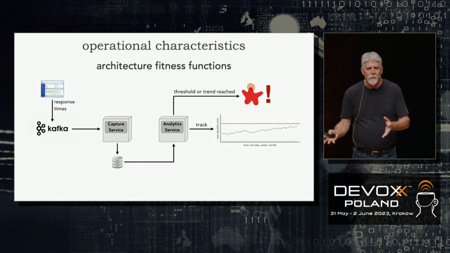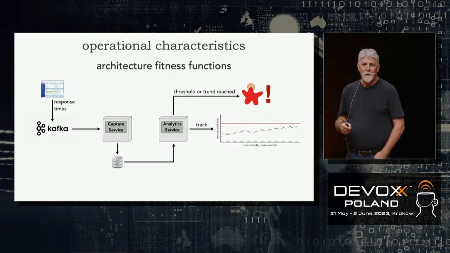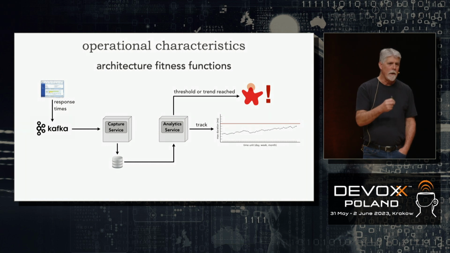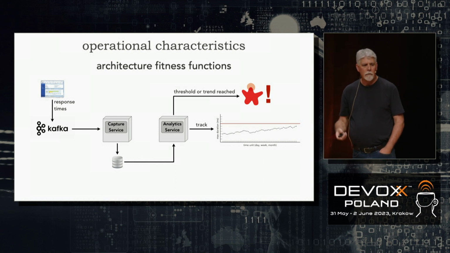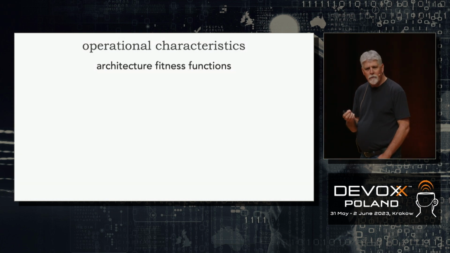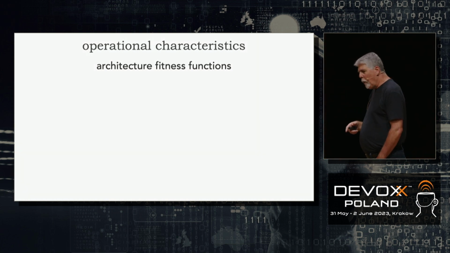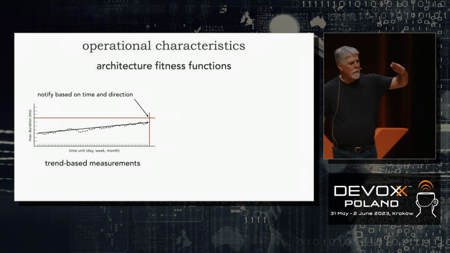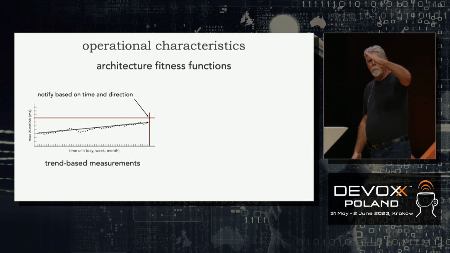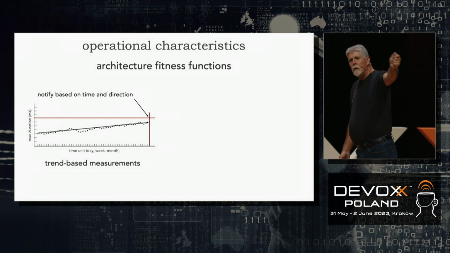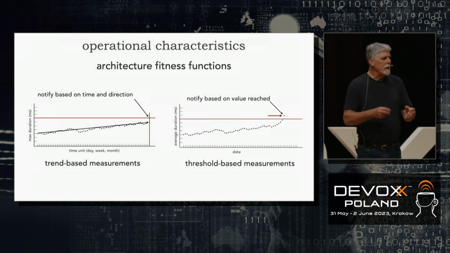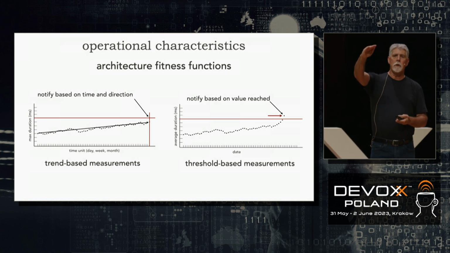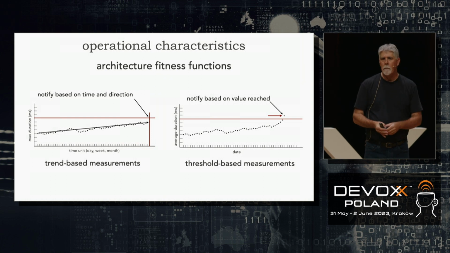All this is running behind the scenes in production, and I don't even know it's happening. So this is what we're going to be writing, those analytics services, the tests that are executing to really test our software architecture. Now, there's two kinds of tests that we can actually write. We could write trend-based tests that are measuring things over time. And basically, if I start noticing an upward or downward trend, notify me. But I can also write threshold tests as well. If our response time exceeds 900 milliseconds, notify me.